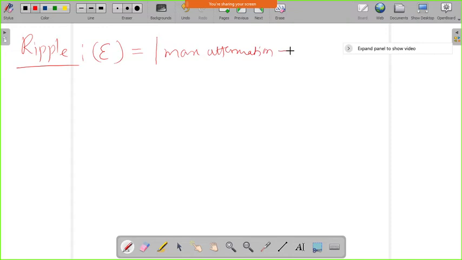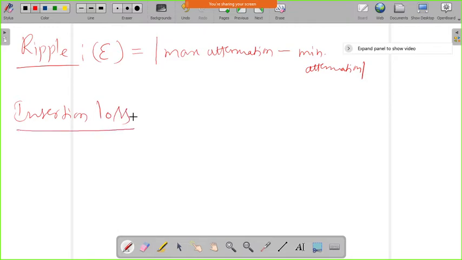Okay, so this is maximum attenuation minus minimum attenuation. So that is what we will call the ripple factor. Now one more factor: we're going to define what insertion loss is. This is very important in resonance circuits. So what is insertion loss?